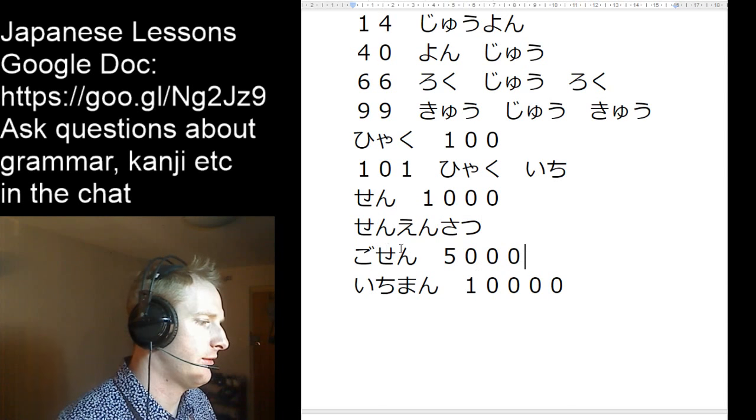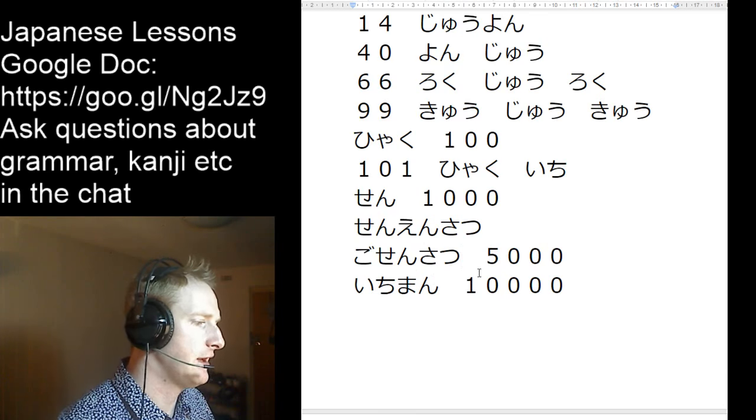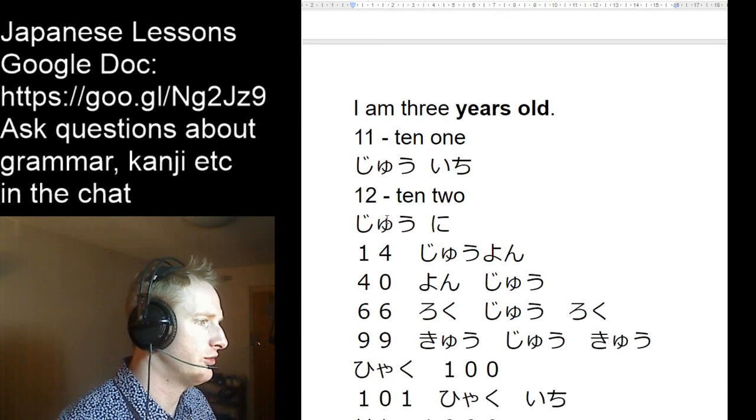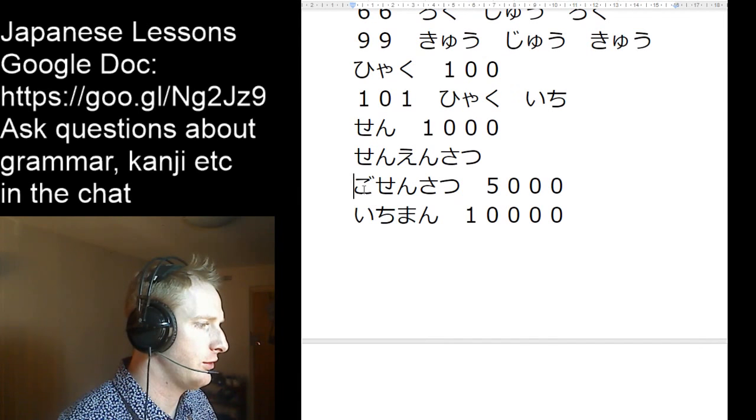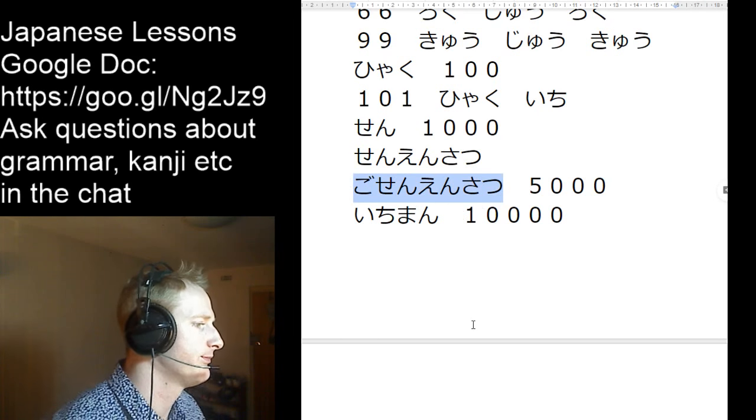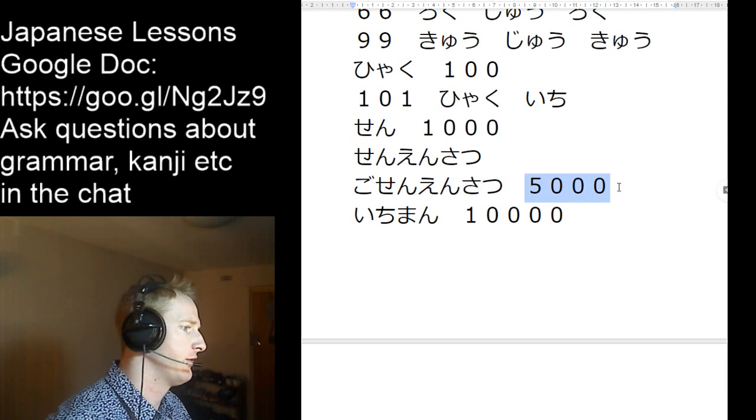Okay. Now for 5,000 yen, we say go, which we saw all the way up here. This means 5. So go, sen, en, satsu. So go, sen, satsu. So this is a 5,000 yen note.